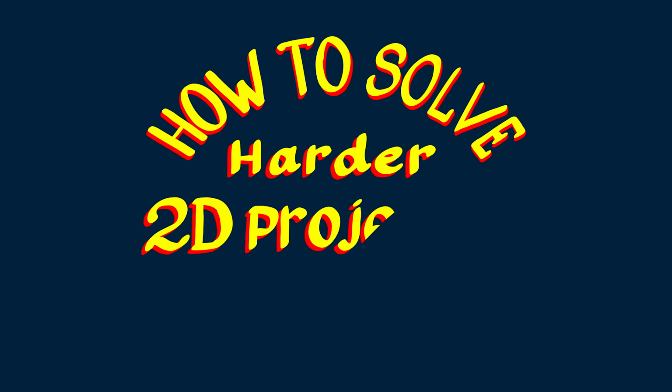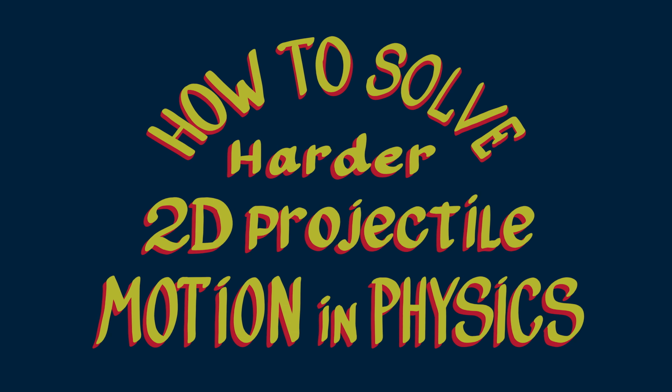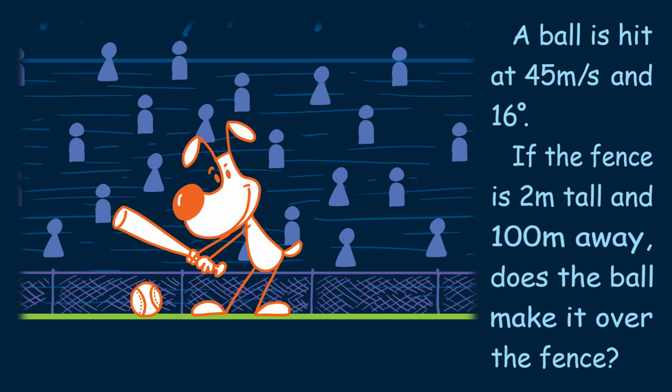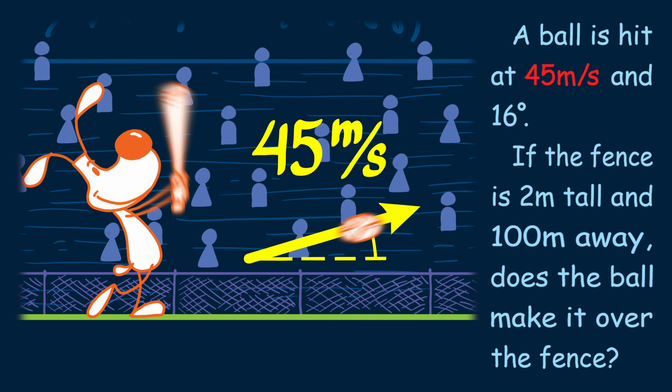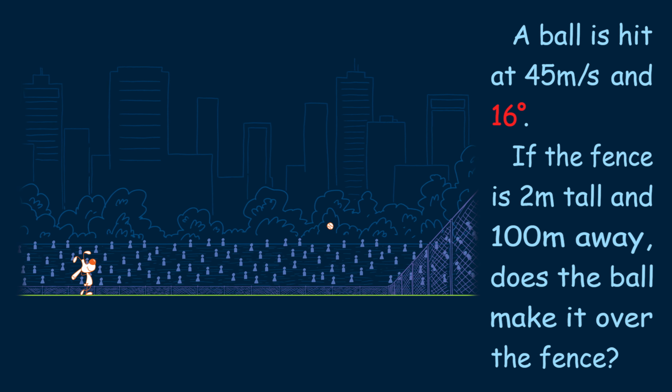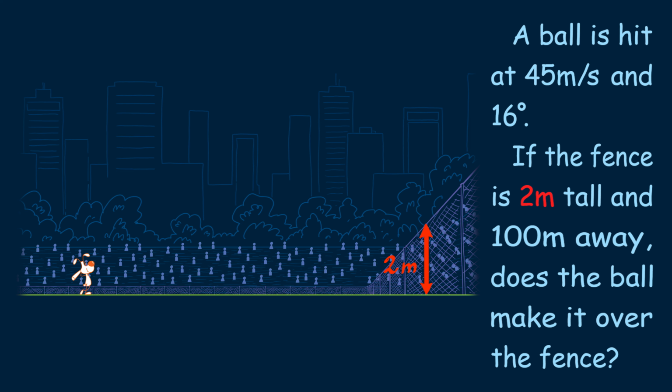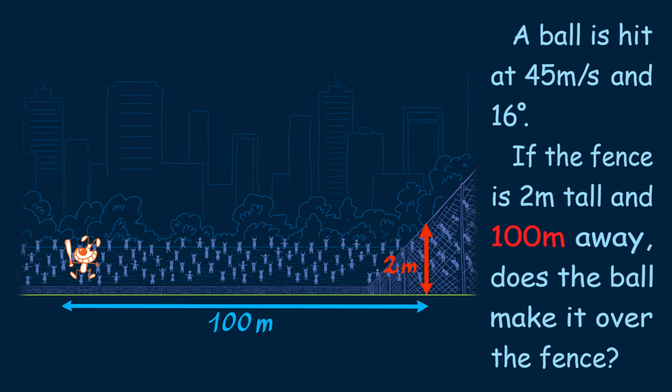Here's how to solve a different type of 2D projectile motion problem in physics. In this example, we have a baseball being hit at a speed of 45 meters per second at an angle of 16 degrees, and we're asked to figure out if the baseball will clear the 2-meter tall fence that is 100 meters away and score a home run.